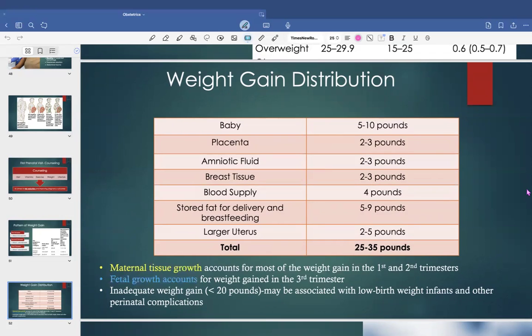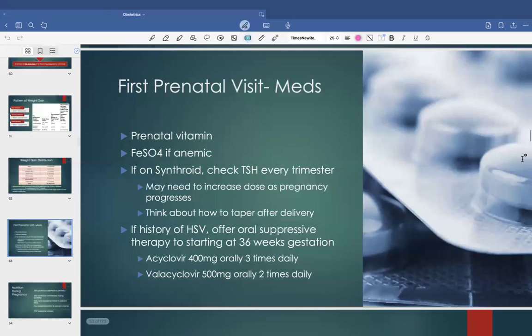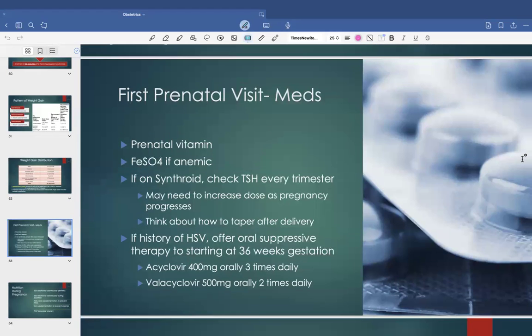So what kind of meds are we going to talk about at that first visit? Typically a prenatal vitamin. There's ferrous sulfate if the patient is anemic. If the patient is on levothyroxine or Synthroid, you need to check their TSH every trimester. You may need to increase their dose as the pregnancy progresses, and then you need to think about how to taper that after the baby's born.